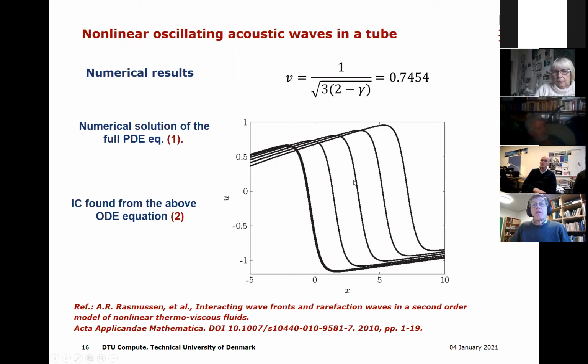And actually we see a propagation here in the full PDE numerical solution, which is stable and complies with the equation for phi. The velocity, I have to say, is given by this expression here, and this 0.75.